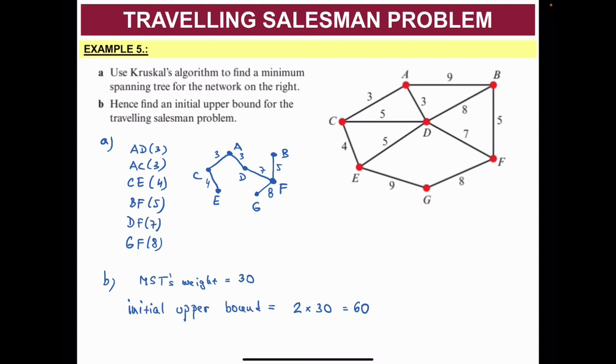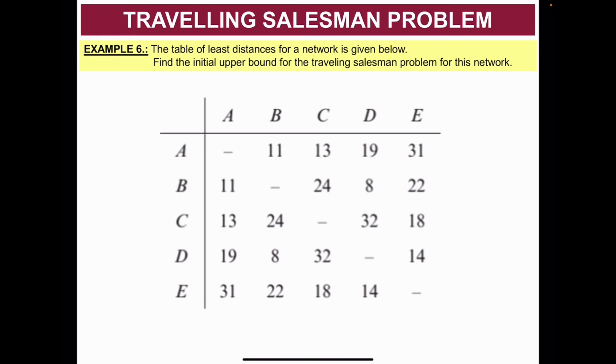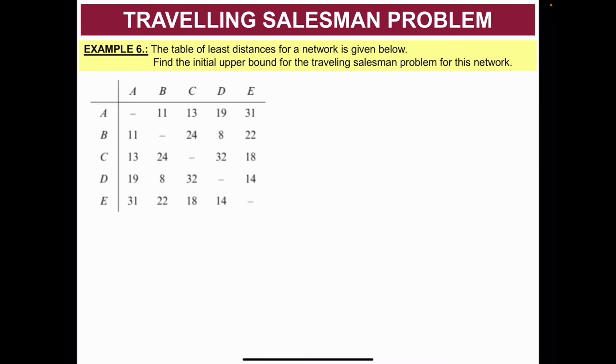Okay, so let's look at the next one. Here we are presented with a table of least distances for some network, and we need to find the initial upper bound for this one. In this case, we're going to do exactly the same thing, except I am given the table. That's why Prim's algorithm would be much better, because I can apply Prim's algorithm on the matrix. Again, you can pause the video if you like, and then we will compare. So I will do it.